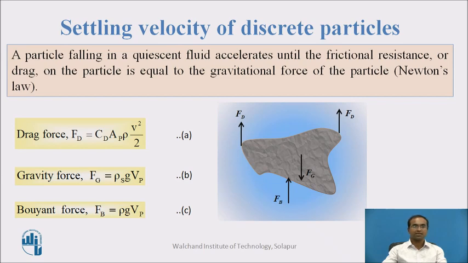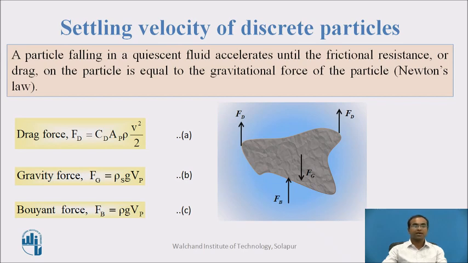The first is the drag force, that is our frictional force. How can we define it? The frictional force, that is FD, is equal to CD, the coefficient of drag, multiplied by the area of the particle, that is AP, multiplied by the density of fluid, that is rho, multiplied by V square by 2, where V is the velocity of fluid.